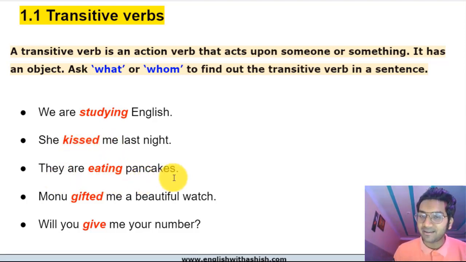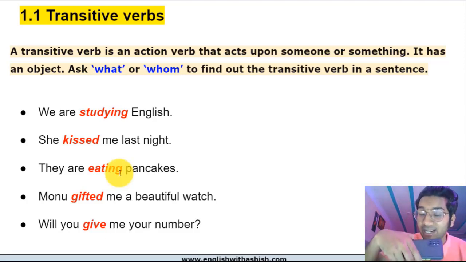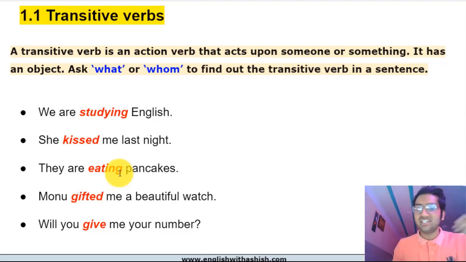They are eating pancakes. Again, ask the question. They are eating what? What are they eating? They're eating pancakes. So that's why it's a transitive verb. Eat is a transitive verb. You can eat something or somebody. You can eat your phone. Obviously, you can. You won't though, but you can. You can eat food. You can eat meat, right? You can eat whatever you want to. Will you or not? That's a different question, right?